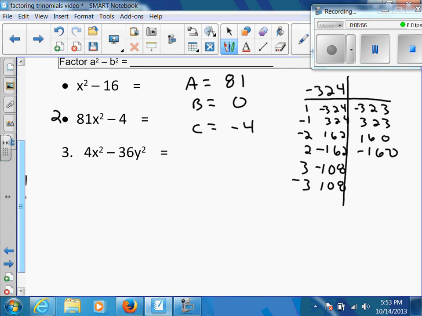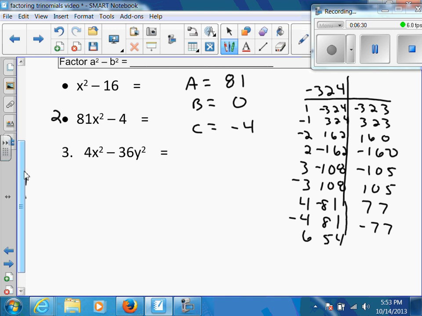Negative 105, positive 105. We're looking for what value? B of 0, so we're a ways away. So next we do 324 divided by 4. That works. 4 and 81. Now we're at 77, so we're getting closer. Now we do 5. 5 doesn't work. We're going to do 6 next. 6 and 54. Now we're at 48.